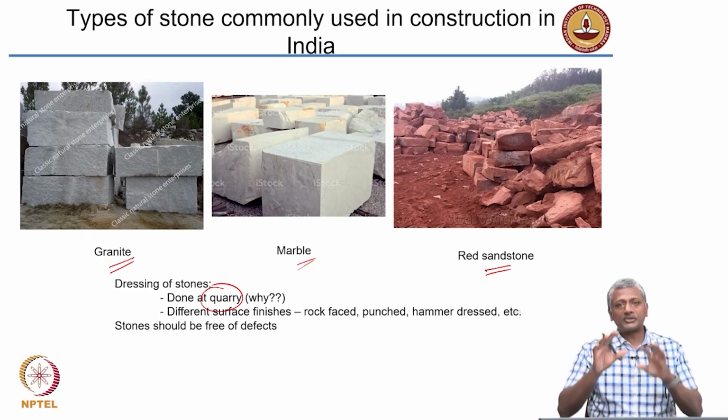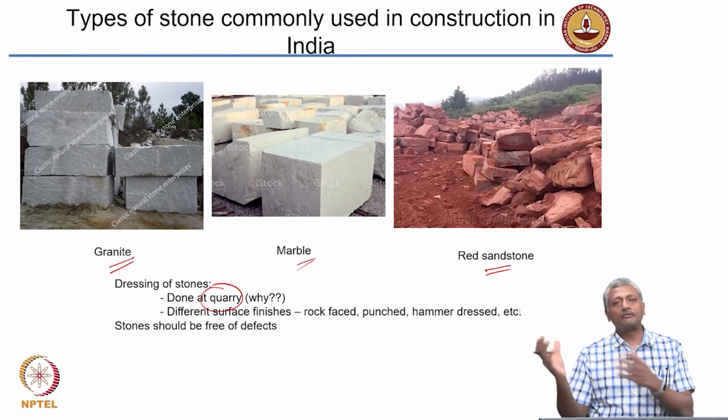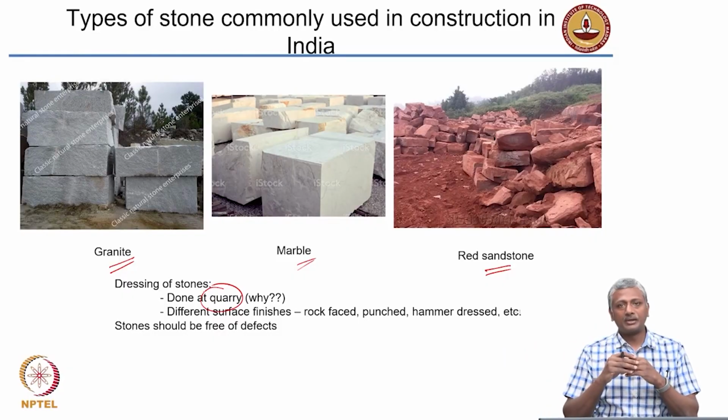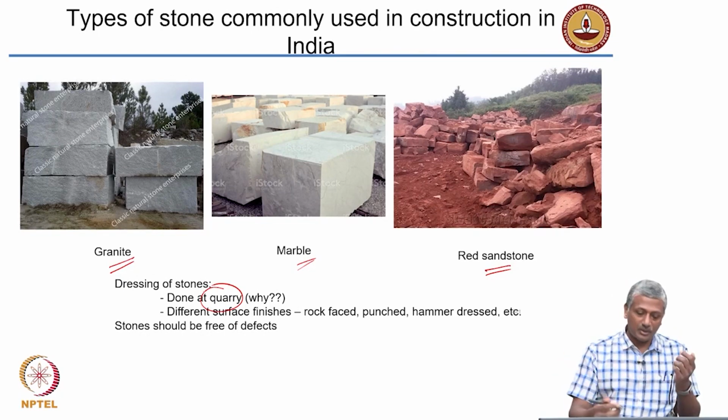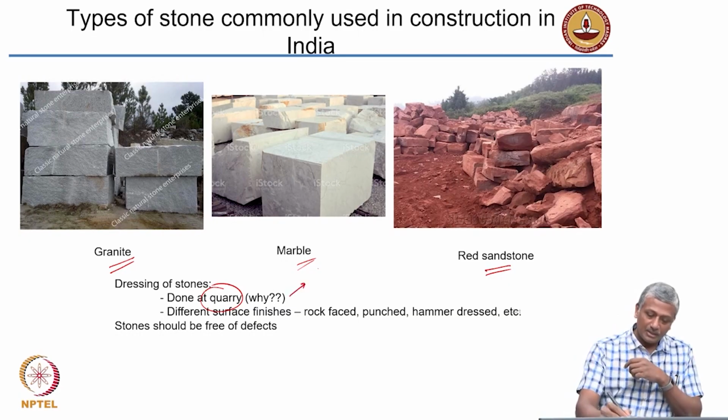First and foremost, when you start dressing it at the right size, you reduce the weight of the block that you have to carry to the job site. So, when you are doing dressing, that means you are cutting and shaping it, you are reducing the weight to be brought to the job site. So, that is a major advantage. So, one aspect is you are reducing the weight.